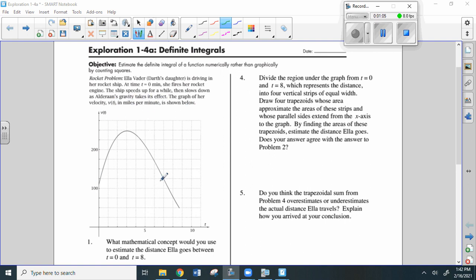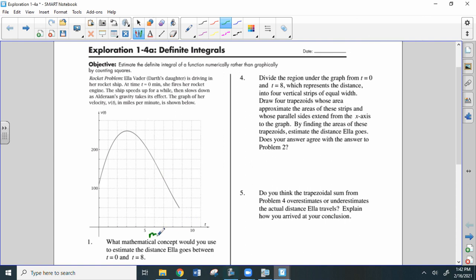So here's our graph of v of t. We've got time along the bottom, that's in minutes, right? And velocity along the side, that's in miles per minute. I always like to keep track of those things, okay?